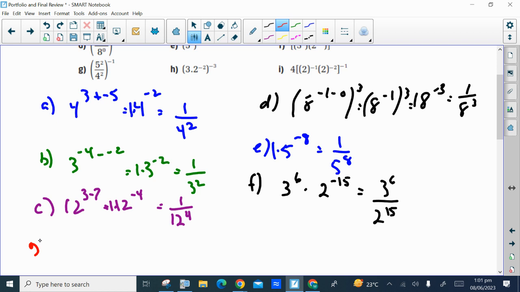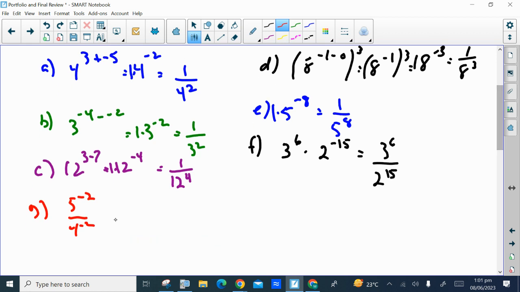Question G. Again, the bases are not the same. So we're going to have to go to the next step, which would be to multiply the exponents. 5 to the 2 times negative 1 over 4 to the 2 times negative 1. And now in this case, they will both swap places. The 4 will go to the top, the 5 will go to the bottom. And when you do that, those exponents change from negative to positive.